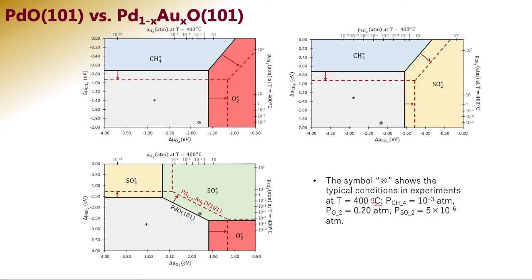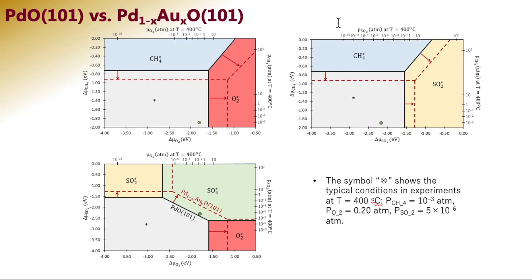Now I show in this slide similar phase diagrams that I've shown earlier. The solid line in the phase diagrams denotes the case of the pure palladium oxide that I've shown earlier, while the dashed lines denote the case of palladium gold oxide surface. And again, the circled X symbol shows a point in the phase diagram at typical experimental conditions.